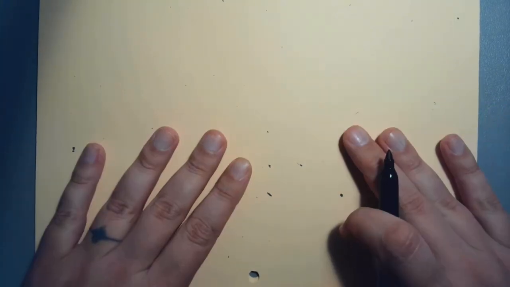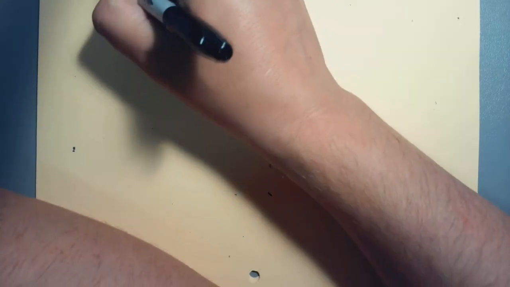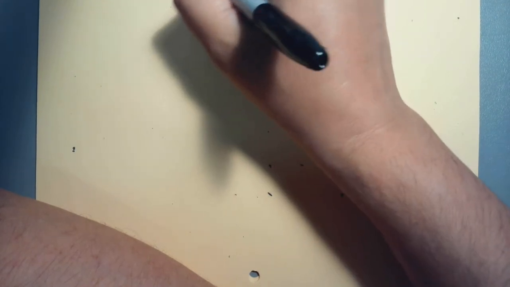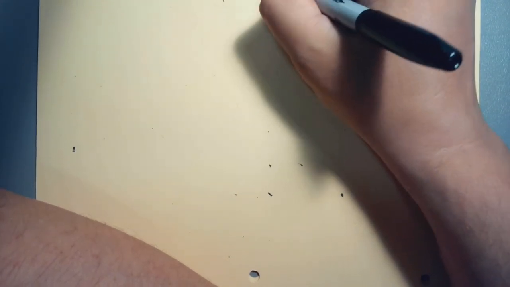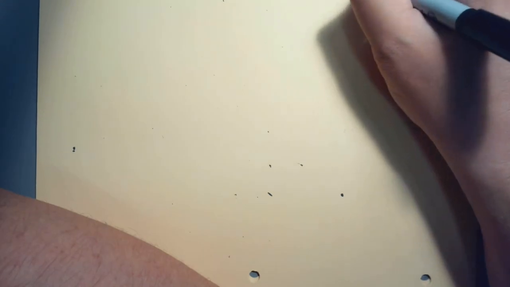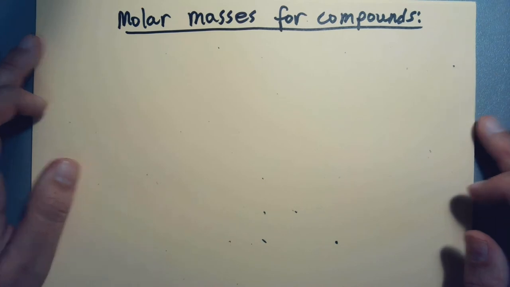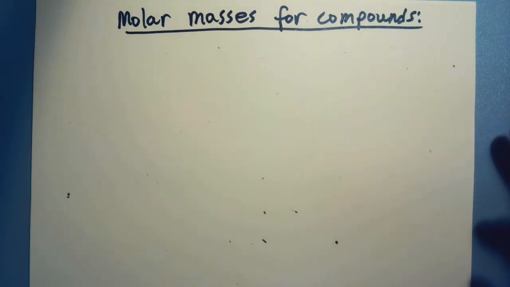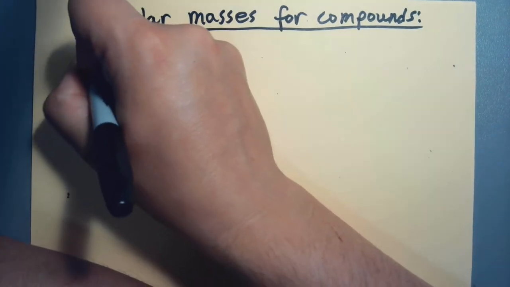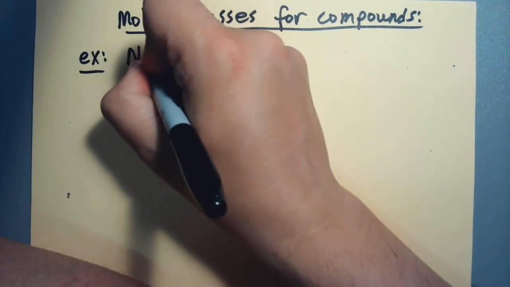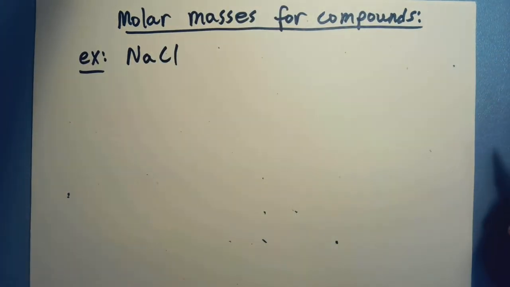Alright, so we know how to find molar masses for atoms. But what about molar masses for compounds? Ta-da, look at that. Okay. So, molar masses for compounds. What do we do? If we have to find something like, how about NaCl? One of my go-to examples.